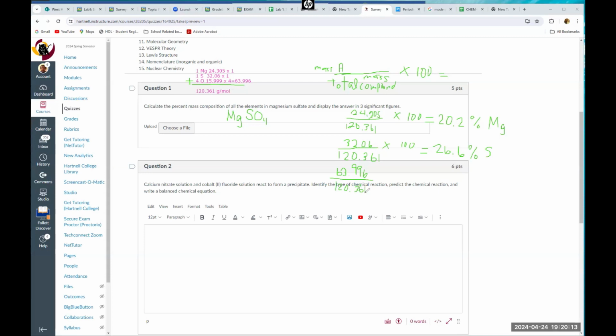Do we have to do each element individually, or could we do like sulfate all in one? No, you're going to have to do each one individually because that's what it's asking you. It says of all the elements. I was thinking the same thing earlier. Yeah, and that's the secret to a lot of the questions. You have to think about what they're asking you.